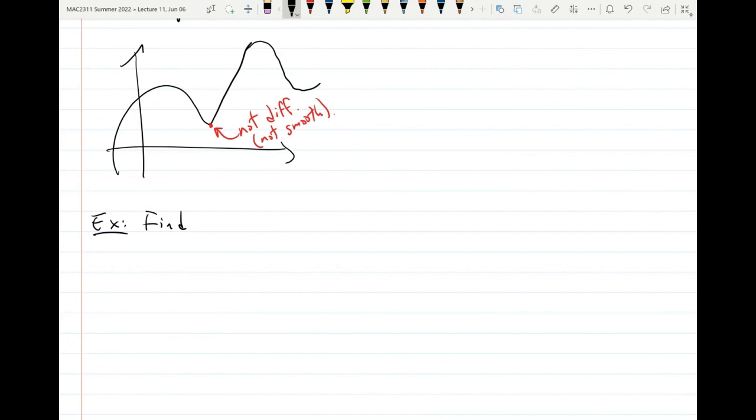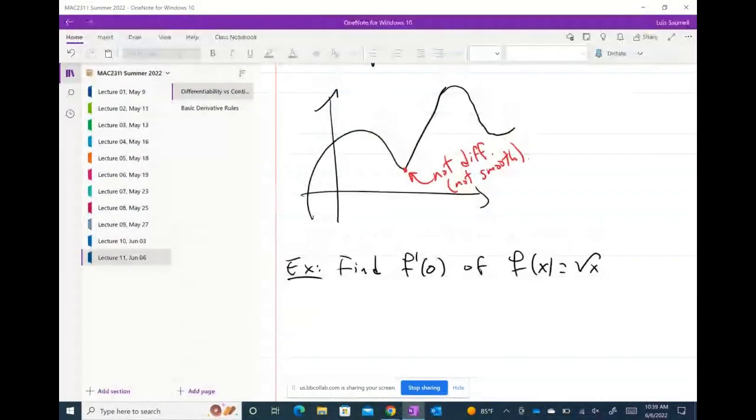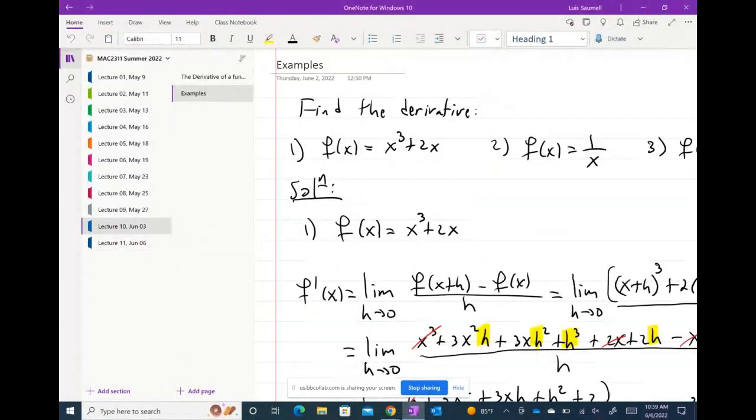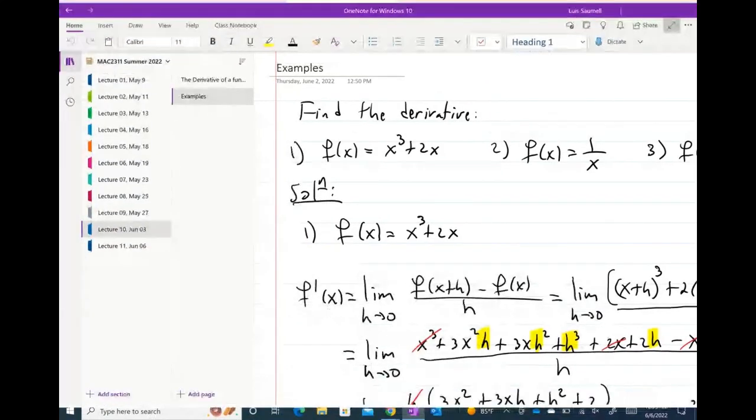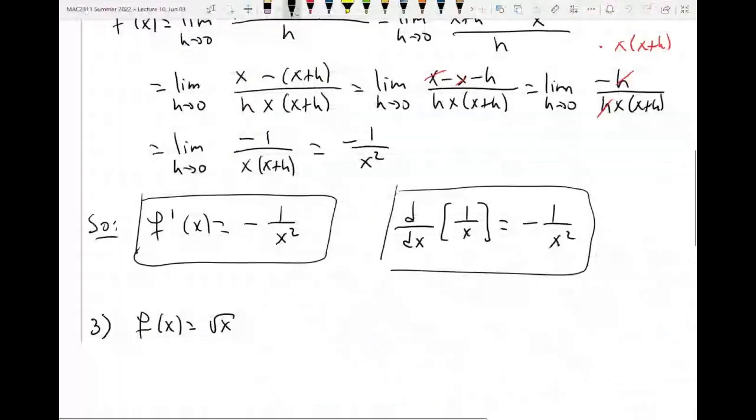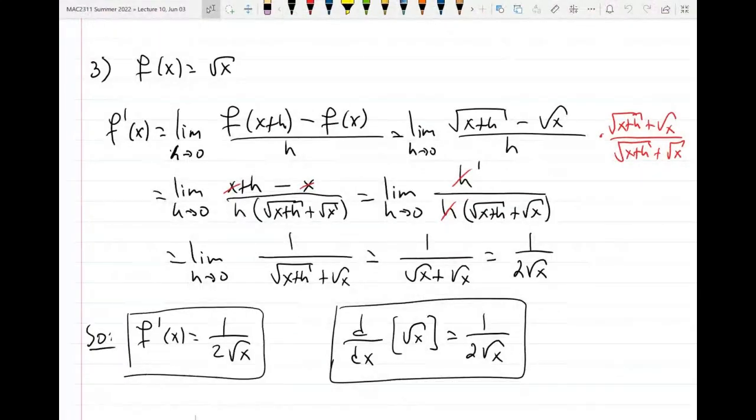Find the derivative at 0 of the square root function. Okay? So I don't want to do the whole computation again. I did this one last time, so I'm going to reuse it. Let me just show you so you see that we're not cheating here. I did the square root function on Friday, and then we came up with the derivative, which was 1 over 2 square root of x.